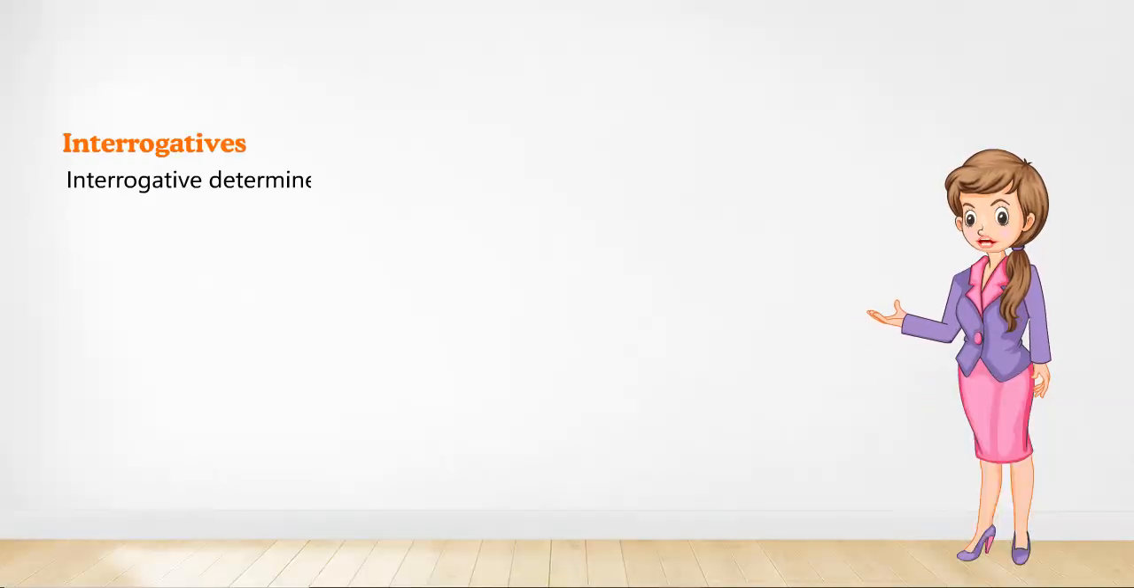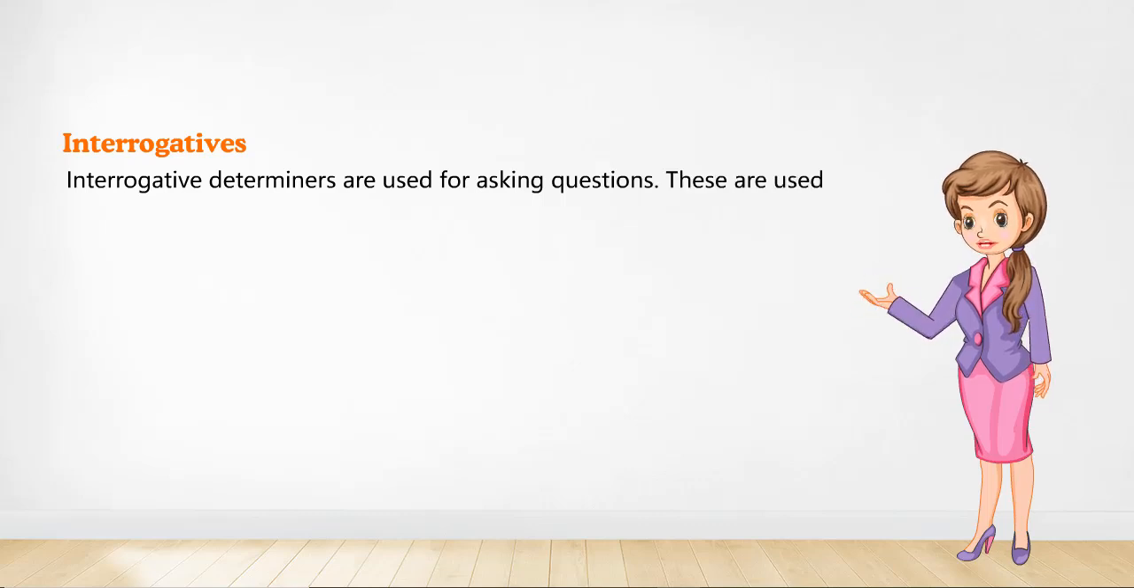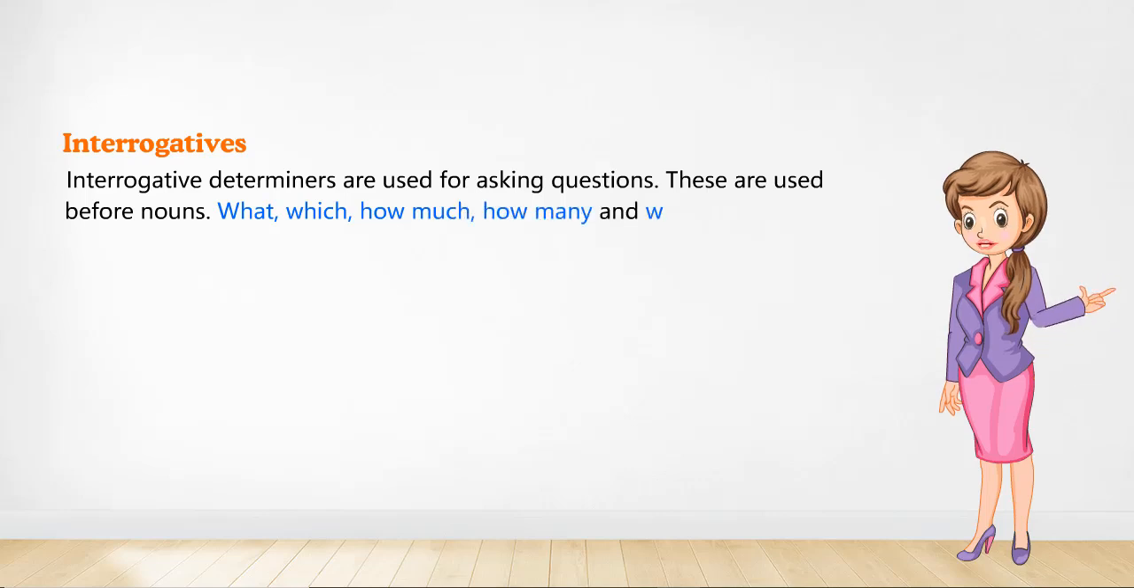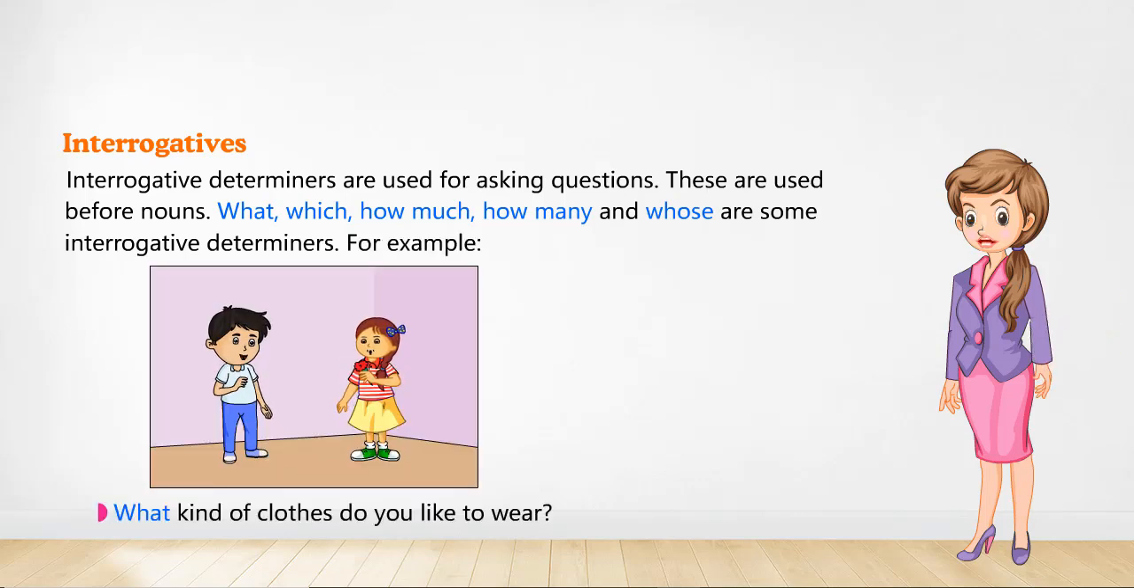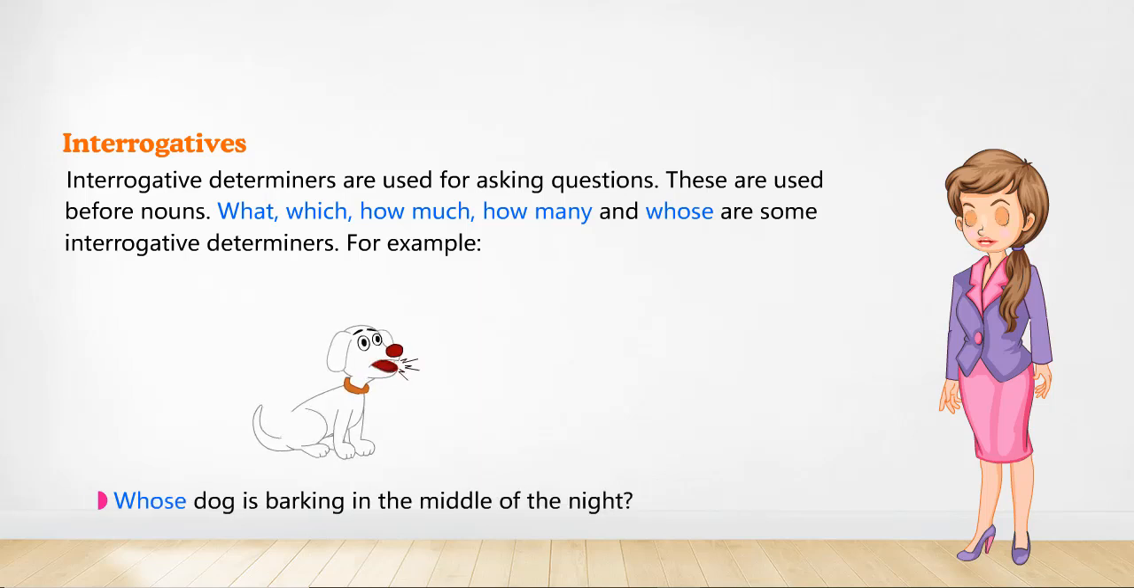Interrogatives. Interrogative determiners are used for asking questions. These are used before nouns. What, which, how much, how many, and whose are some interrogative determiners. For example, what kind of clothes do you like to wear? Whose dog is barking in the middle of the night?